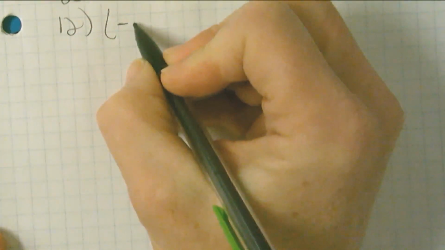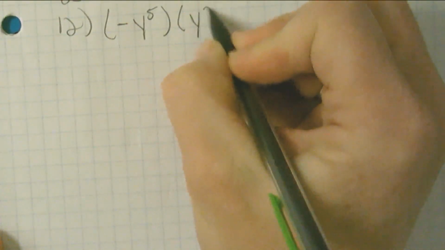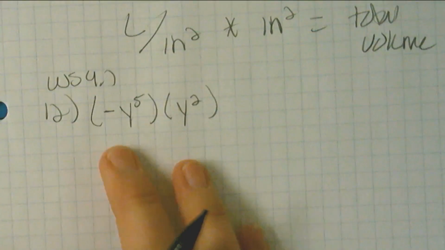So this is worksheet 4.7, number 12. All right, so 12 said I have negative, in parentheses, y to the 5th times y squared. All right, this one is a little odd because it has that negative.